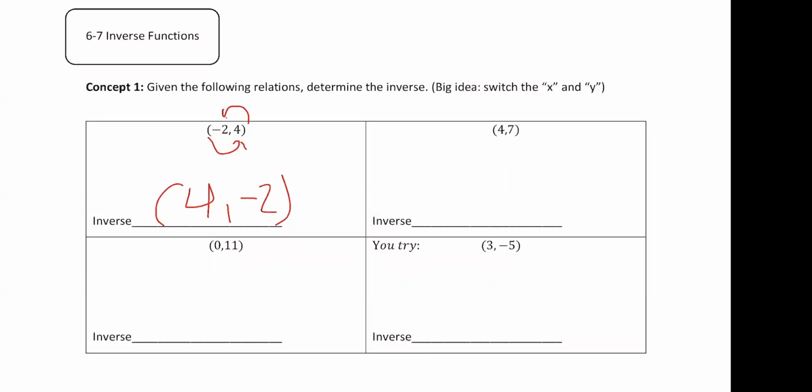Notice the -2 stays negative, the 4 stays positive. We don't mess with the signs, we just literally swap them around. So 4, 7 would turn into 7, 4. And 0, 11 would turn into 11, 0.